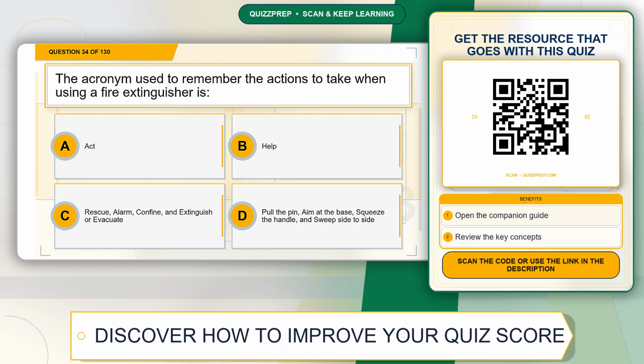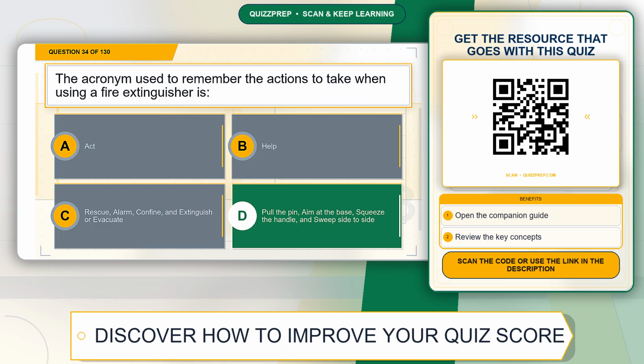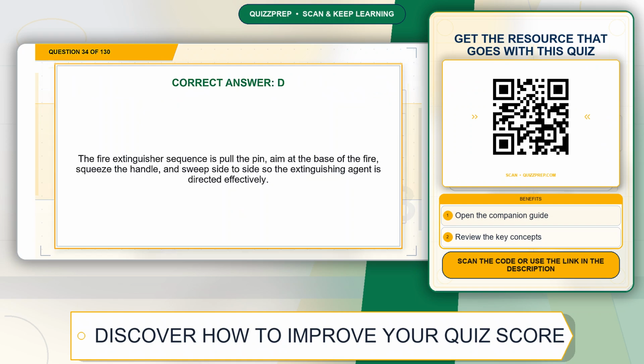Option D, pull the pin, aim at the base, squeeze the handle, and sweep side to side. The correct answer is option D, pull the pin, aim at the base, squeeze the handle, and sweep side to side. Explanation. The fire extinguisher sequence is pull the pin, aim at the base of the fire, squeeze the handle, and sweep side to side so the extinguishing agent is directed effectively.